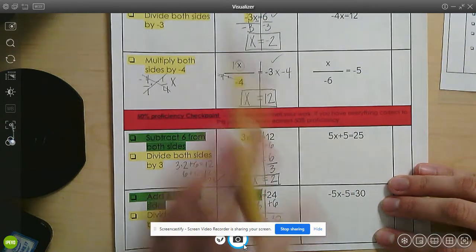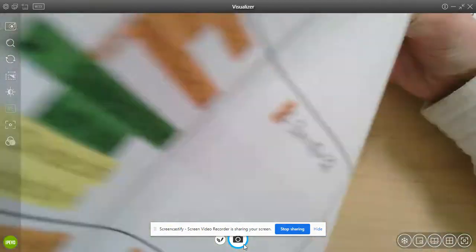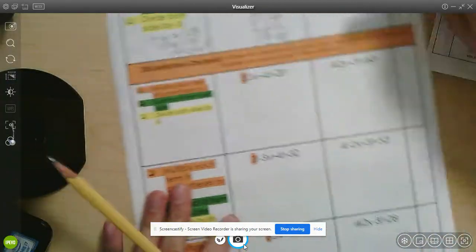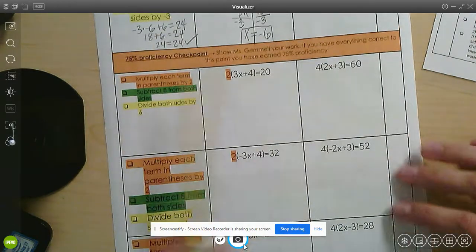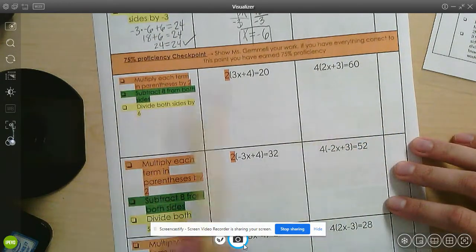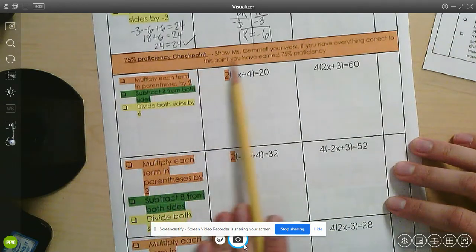Once you finish these, you can come get them checked off. Remember, you have to have work shown for them. That way you'll be able to move on to your next proficiency checkpoint. As long as you've gotten this far and everything's correct with work shown, you'll have reached a 75% proficiency.